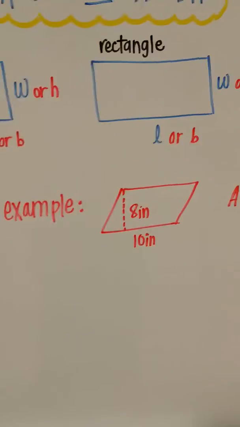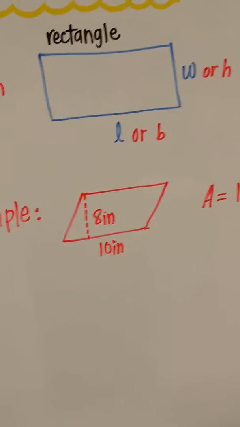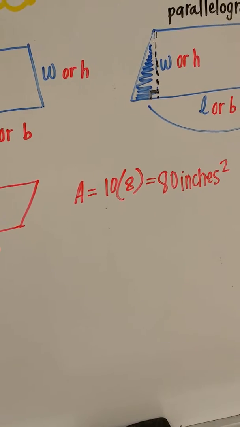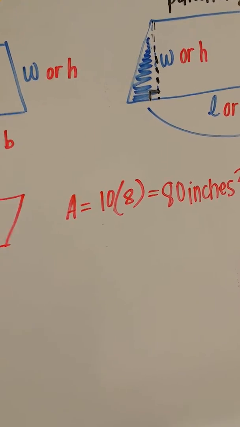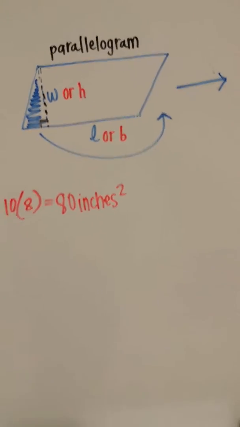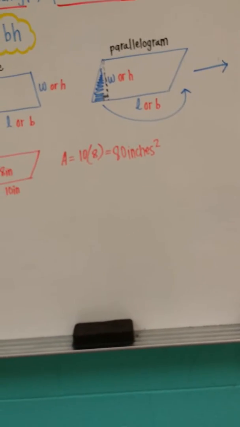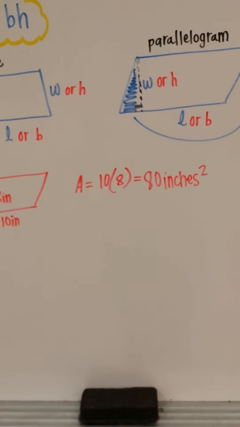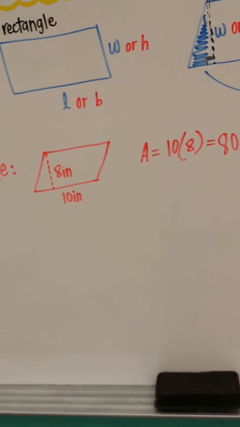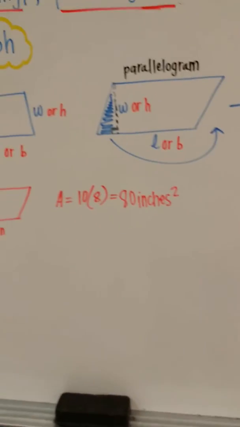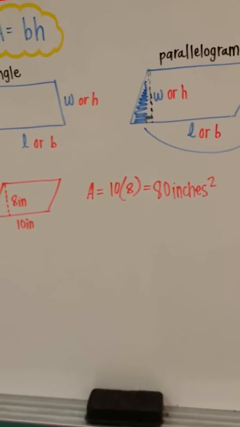Here's an example of finding the area of a parallelogram. If you have a base of 10 inches and a height of 8 inches, you're going to multiply the base times the height, which is 10 times 8, and you're going to get an answer of 80 inches squared. The reason it's units squared or inches squared is because when you have area, you're always squaring your answer. When you find the volume of something, you're going to be cubing your answer, so it'll be units cubed or inches cubed. But right now we're just talking about area, so this is going to be 80 inches squared.